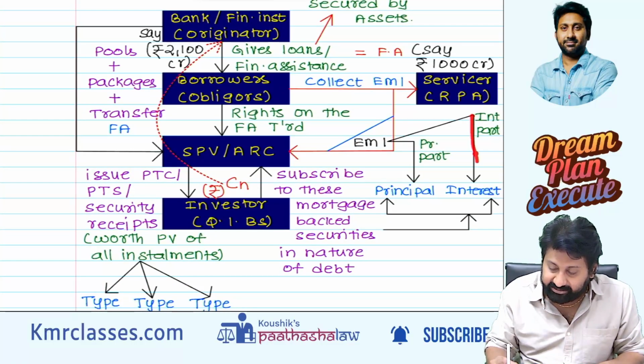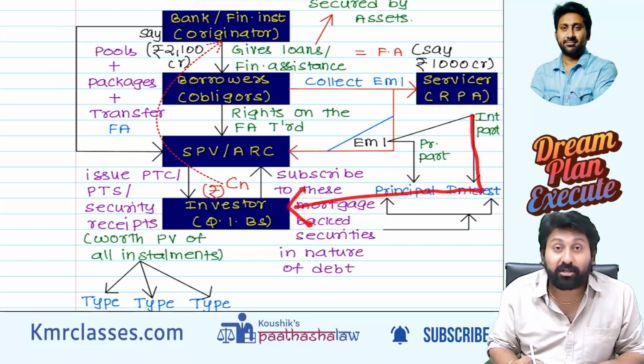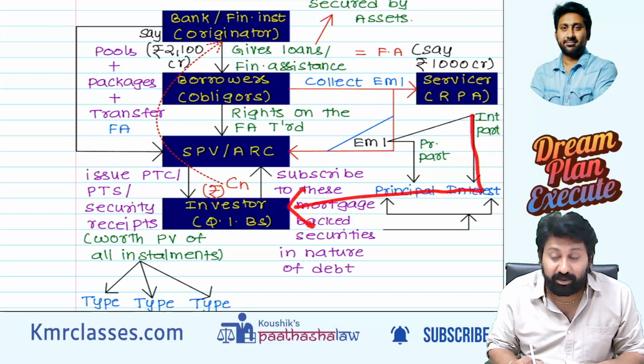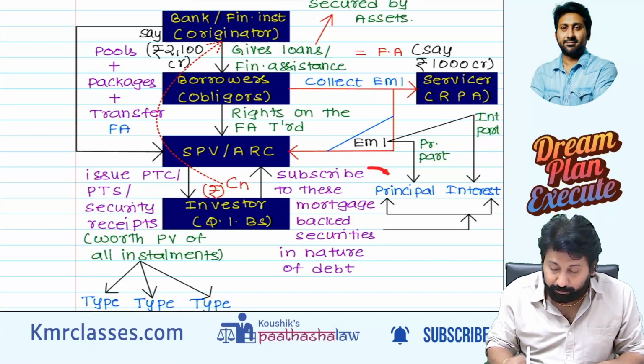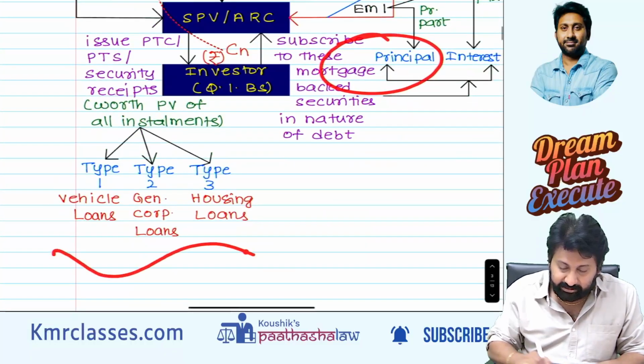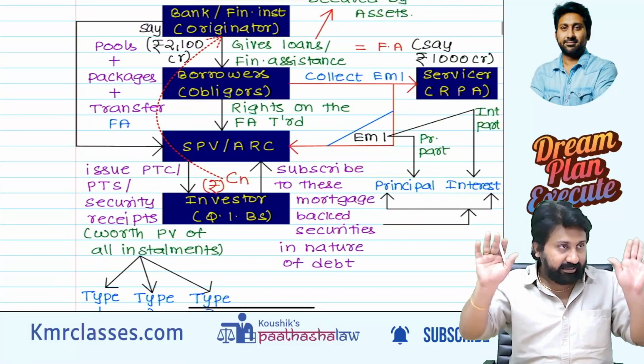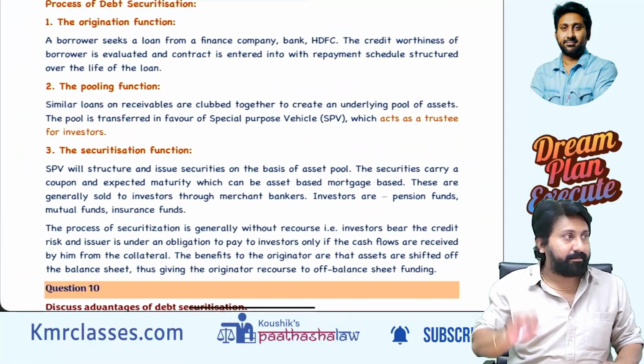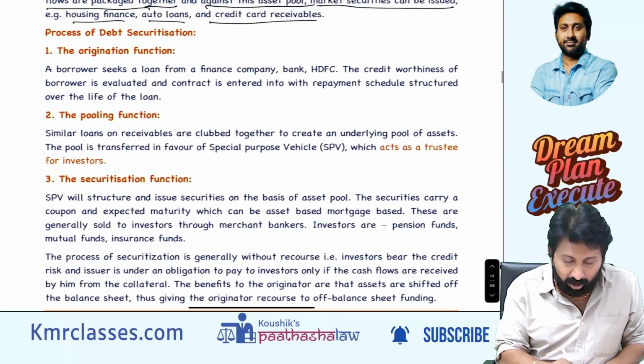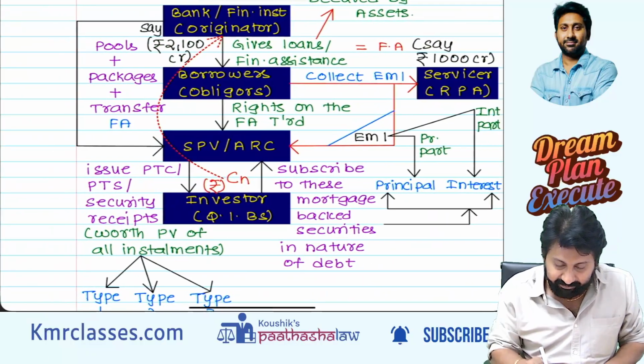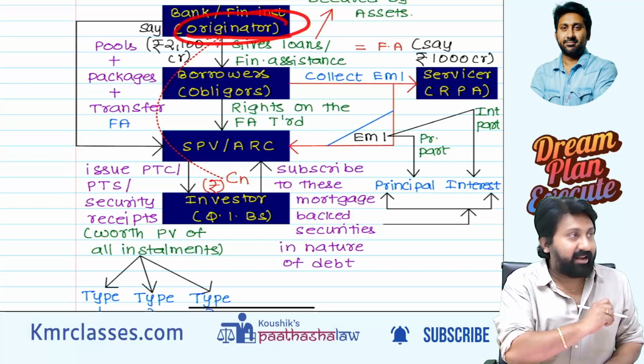Interest part on this EMI will be used to pay interest on the bonds issued to the investors. Principal part will be used to pay them the principal amount. This is how securitization actually works. This is the debt securitization concept. See, origination function. That's why we call him originator.